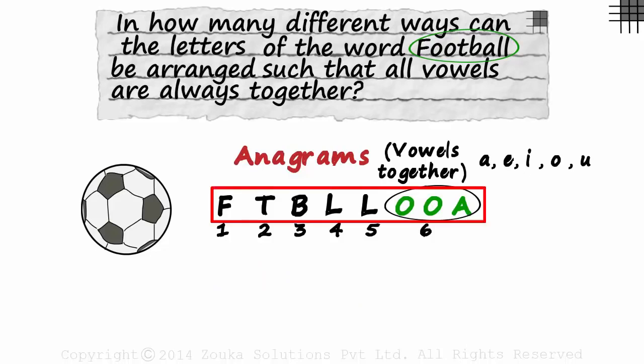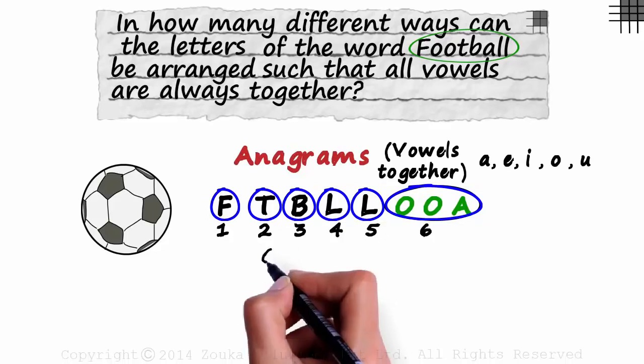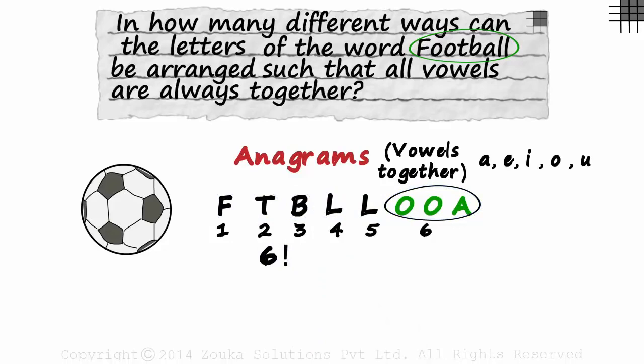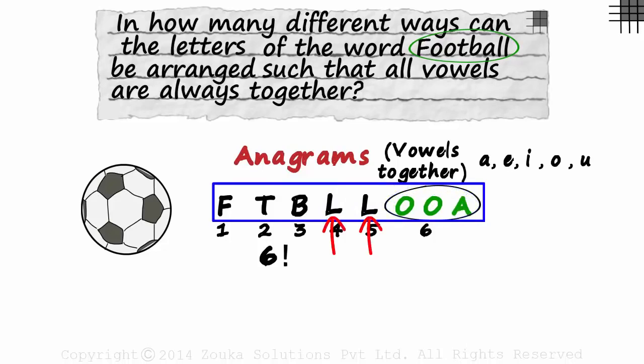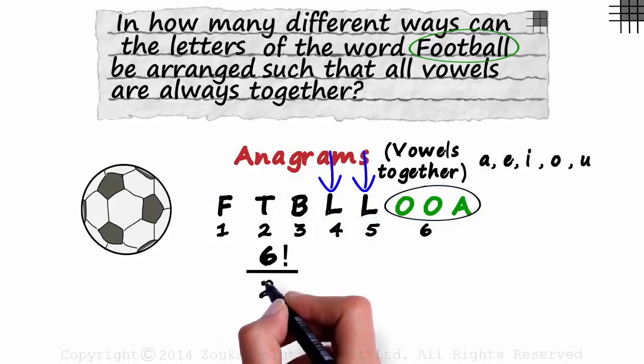First, let's look at the 6 elements we have. F, T, B, L, L and vowels. These 6 elements can be arranged in 6 factorial ways. And do we have a repetition in these 6? Yes, the element L is repeated twice. The other elements are distinct. Don't look at the 2 O's now. Don't forget, this is one element. So if we are looking at these 6, only 2 are repeated. OOA is different from each of these 5. Okay, so as 2 elements are repeated, we divide 6 factorial by 2 factorial.